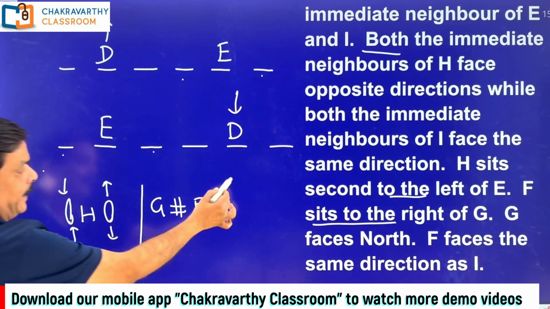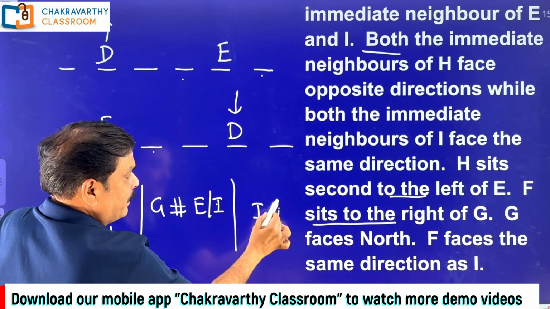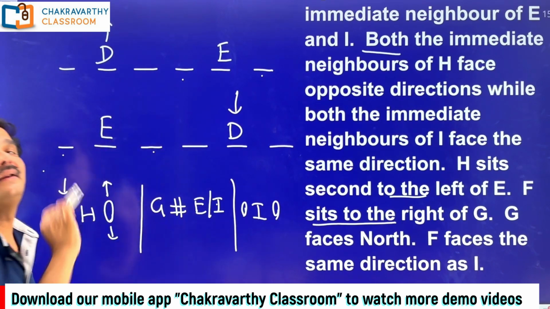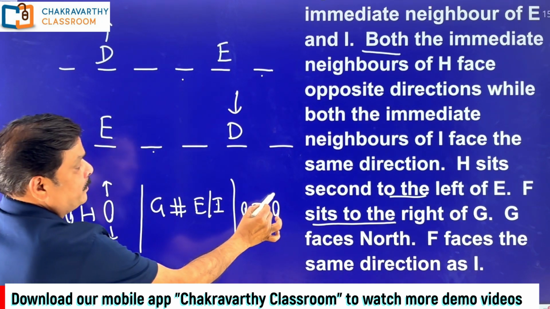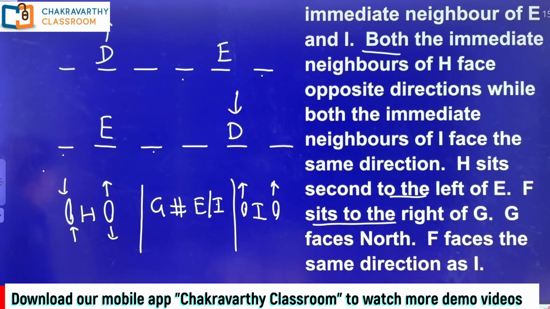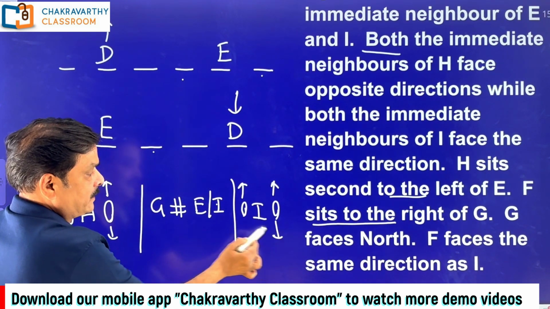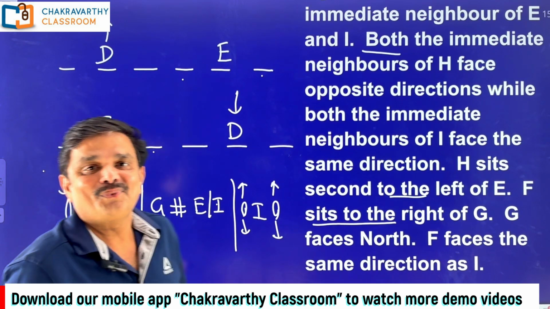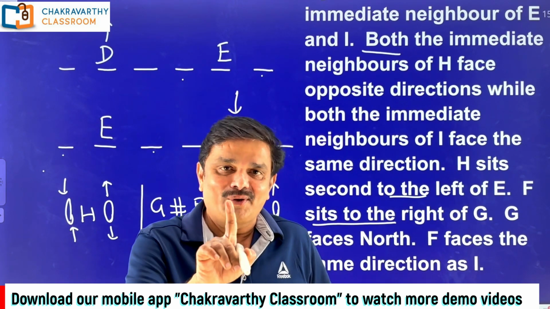Now again, they have given that both the immediate neighbors of I face the same direction. That means if this neighbor is facing north, this neighbor must also face north. And the same here: if it is south, it must be south. This is the meaning, students. Now you got the idea?